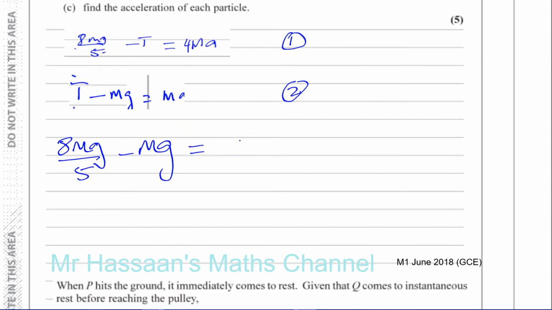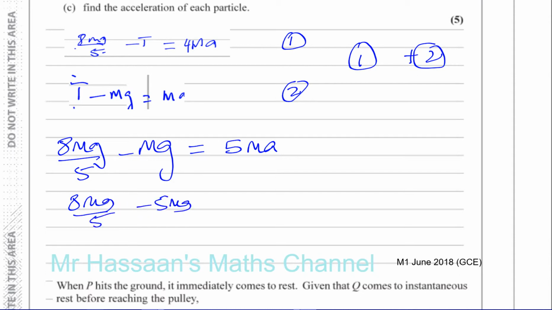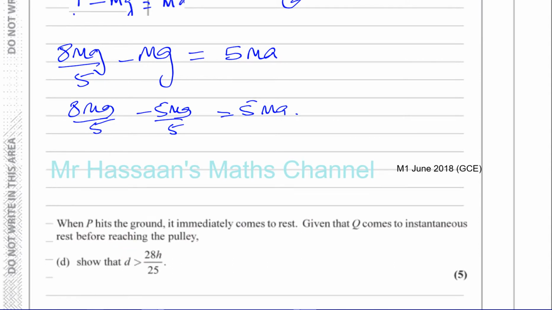We have to do 1 plus 2, because that will eliminate the T's. So you're going to have minus T plus T is 0, which is gone, and you have 8mg over 5 plus minus mg, which is 8mg over 5 minus mg, and then you've got 4ma plus ma, which is 5ma. Now when you subtract these, this is like 8mg over 5 minus 5mg over 5, and that's equal to 5ma. So you're going to have 3mg over 5 is equal to 5ma.